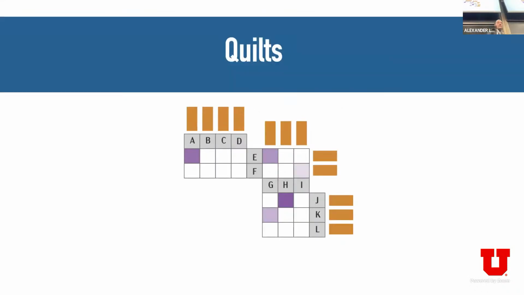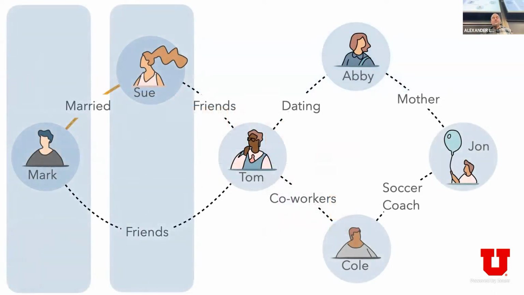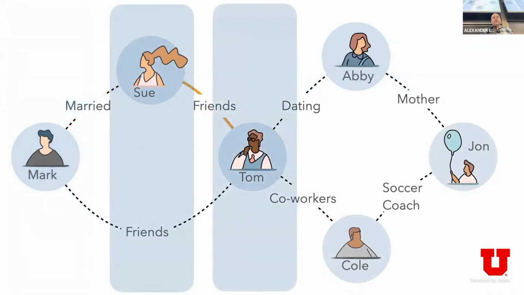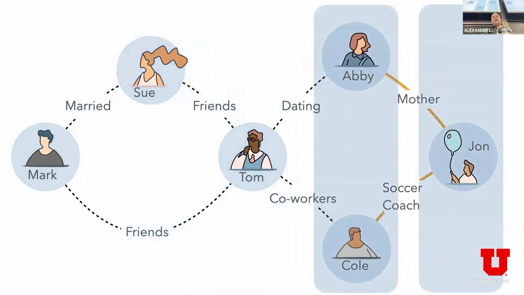Okay, so quilts is a fairly crazy idea. Quilts originally came from genealogies, but the idea of quilts is that we start out here with our network, and then we layer them, right? So we have the first layer, the second layer, the third layer here, the fourth layer, the fifth layer. And note that there are only connections between the layers. There's no connection jumping from Sue to Abby.